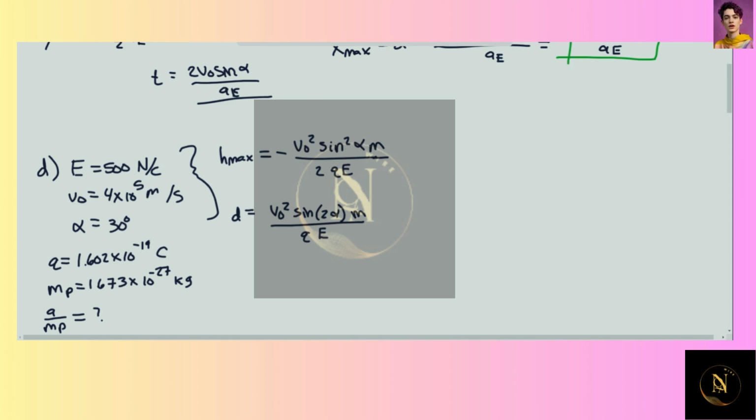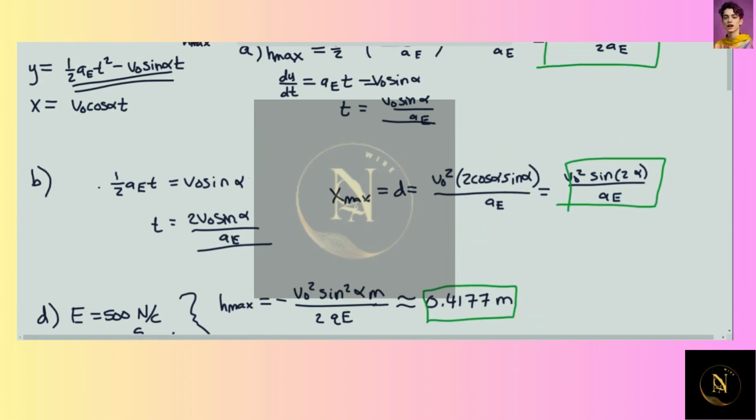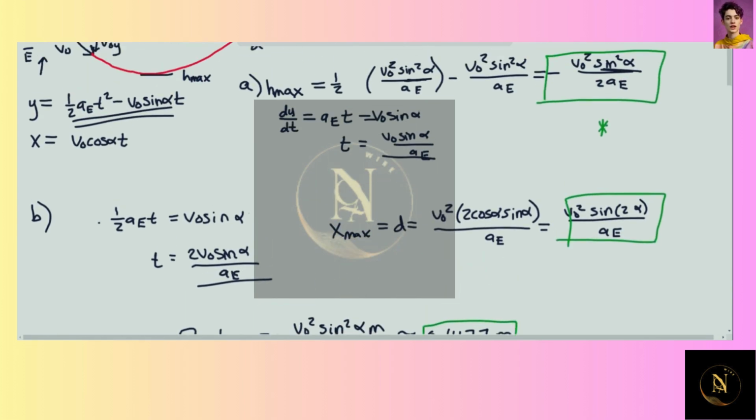So there's a few ways to calculate this using a few different values, but when you plug them in, you should get that H max is approximately 0.4177 meters, and D is approximately 7.235 times 10 to the negative 6th meters. These are your two values. And these up here are the two expressions found using solutions similar to the projectile motion equations.